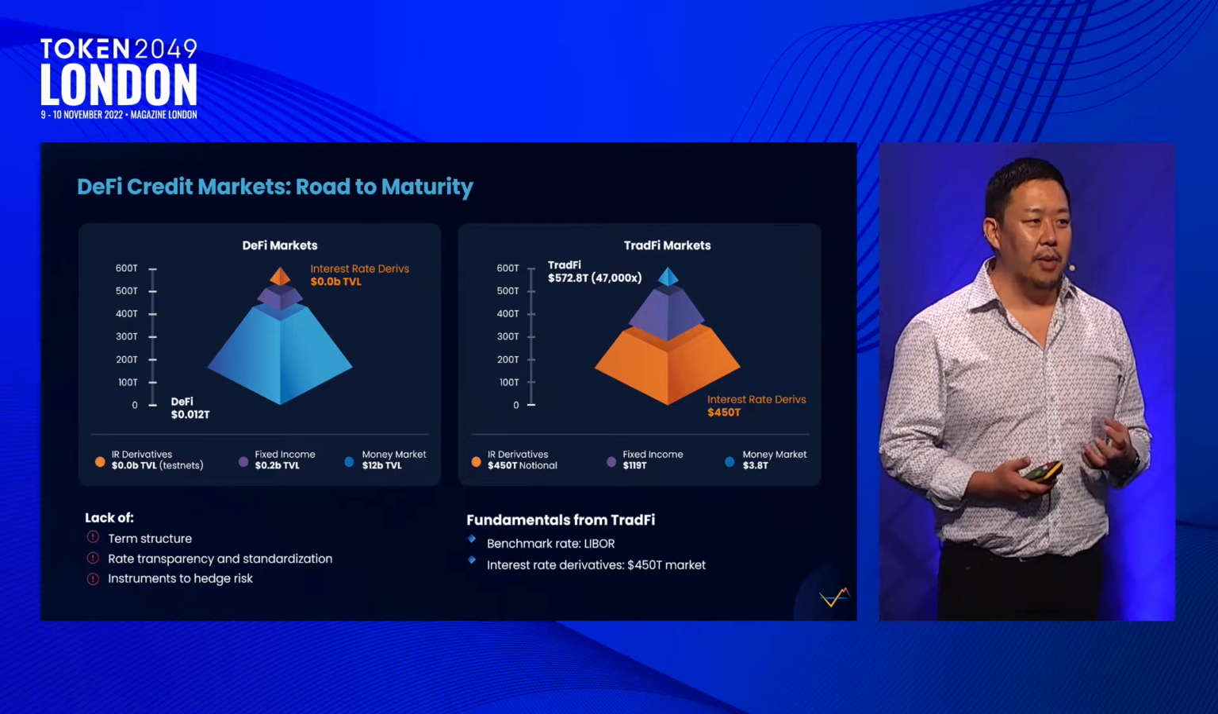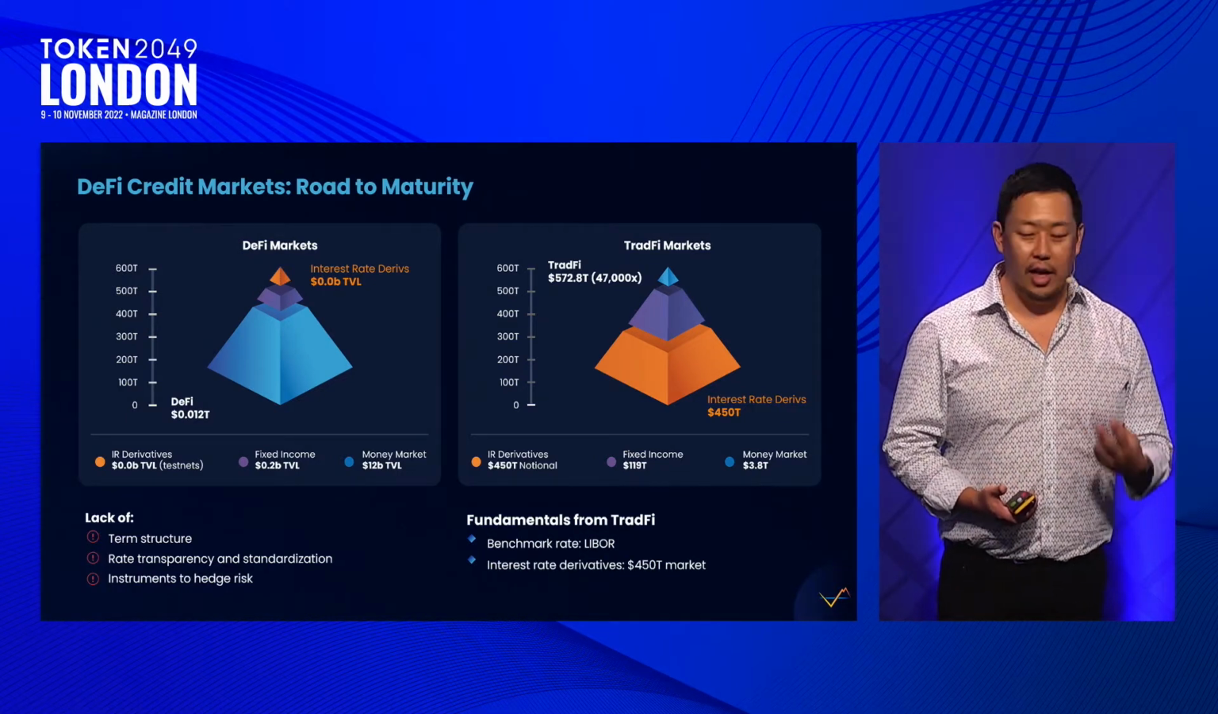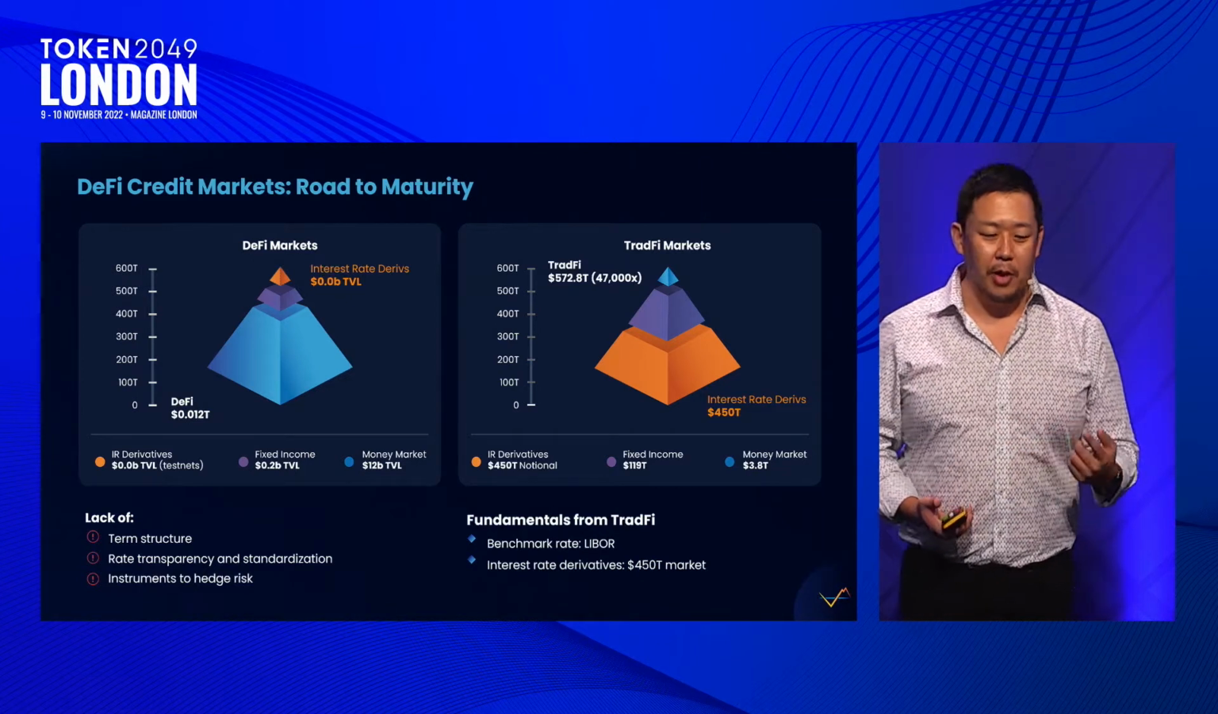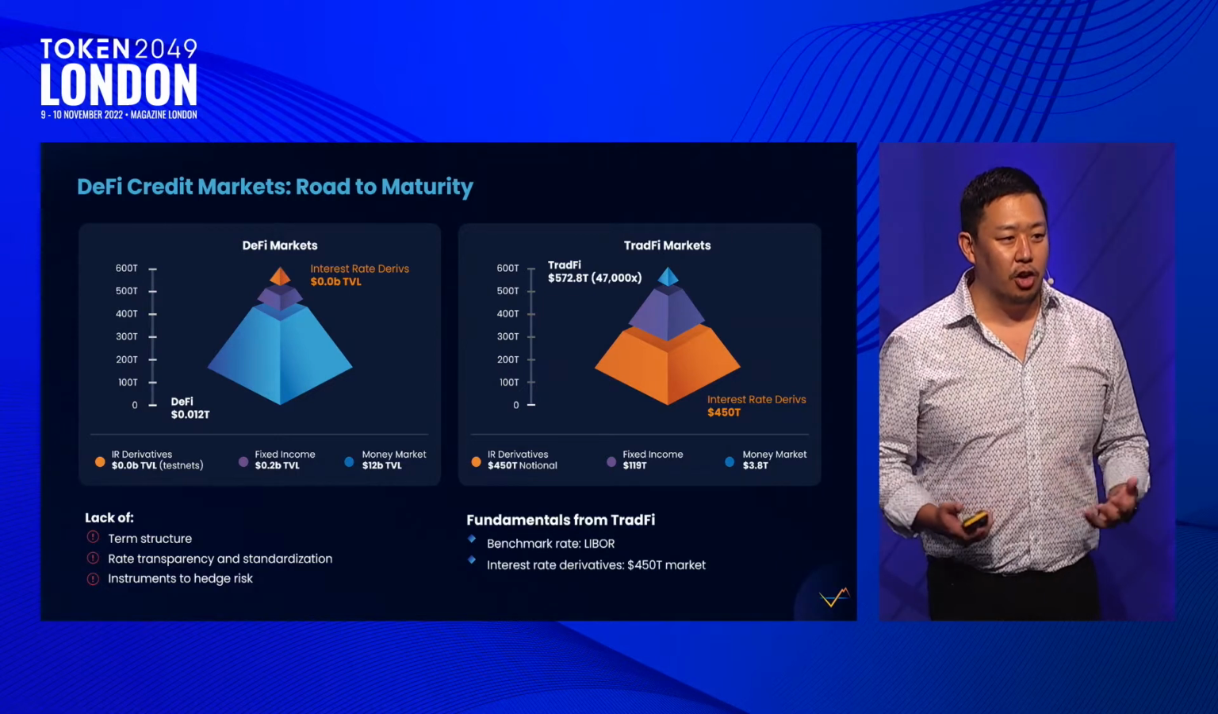So if we're thinking about how we build this base layer to the DeFi credit markets, we're really looking at two things taking from traditional finance. One is a benchmark interest rate, and two are a set of interest rate derivatives that can underpin these credit markets.